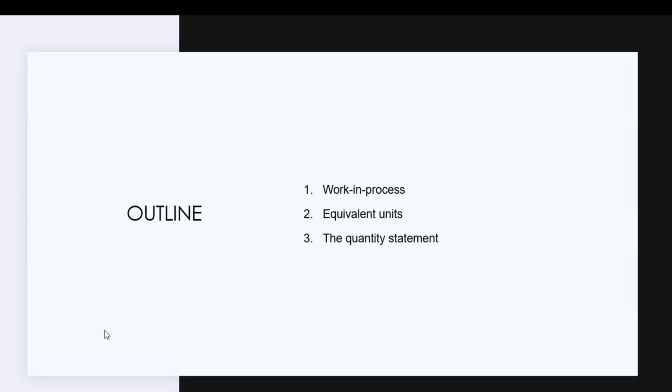Okay. So with today's class, we'll be looking at the work in process, the equivalent units, and the quantity statement. That's a part of today's class. If we still have time, we will look at losses. Let's see how it goes.